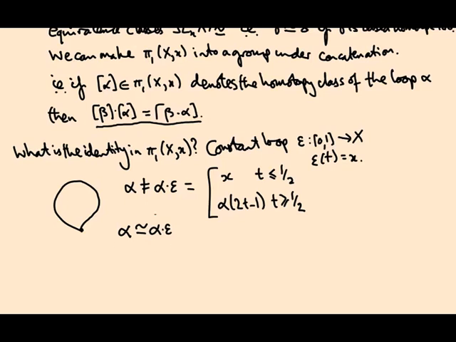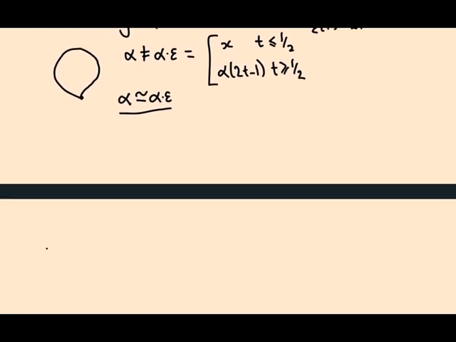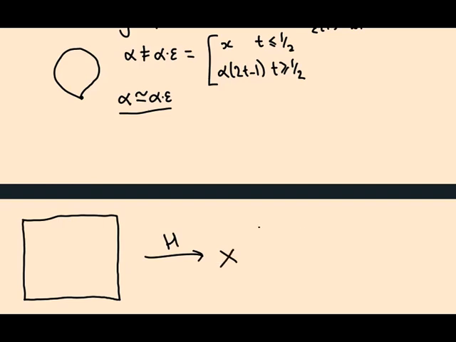So I need to prove this. I need to prove that alpha is homotopic to alpha dot epsilon. That'll prove that epsilon is the identity in the fundamental group. So, to that end, I'm going to draw a square, which is going to be the domain of our homotopy. I'm going to write down a homotopy from alpha dot epsilon to alpha. So I'm going to call the loops where s is fixed gamma s. So this would be like gamma s here.